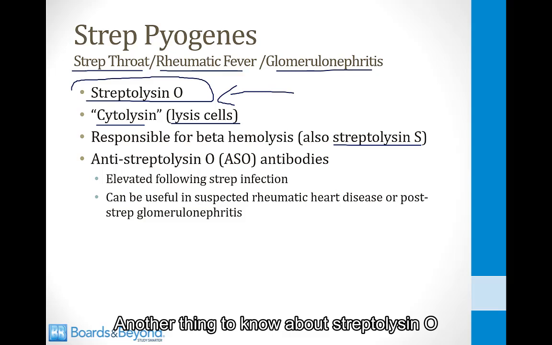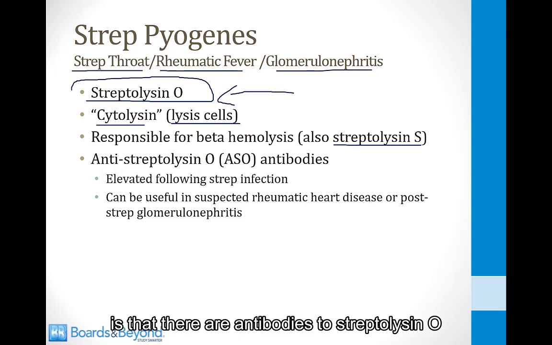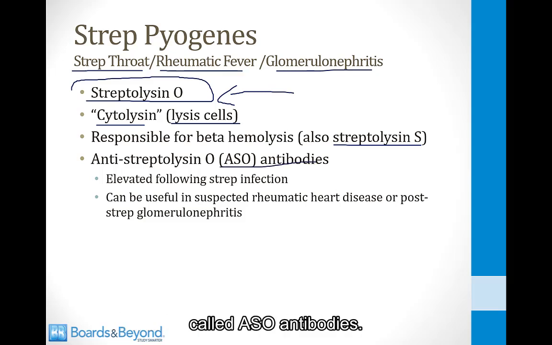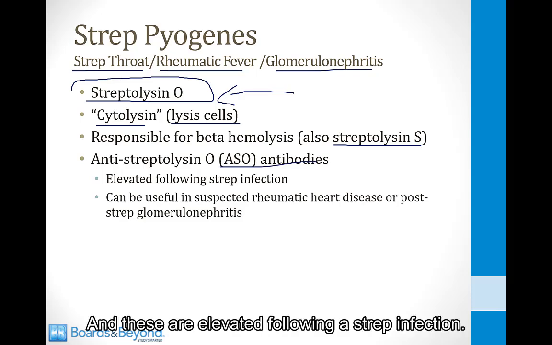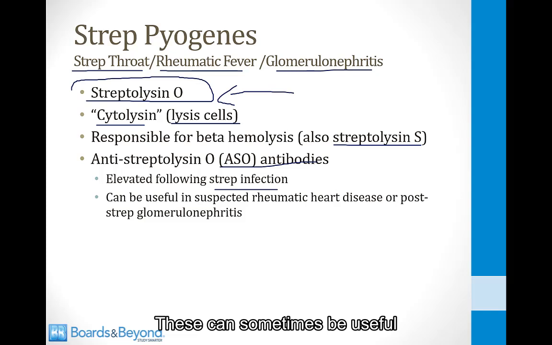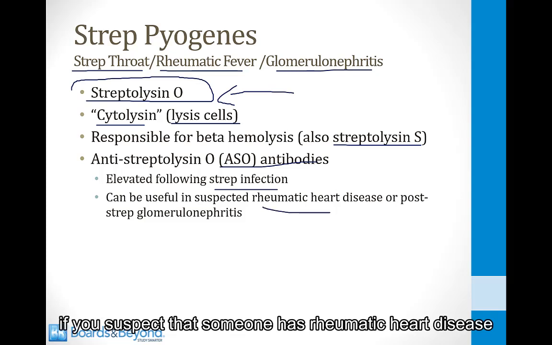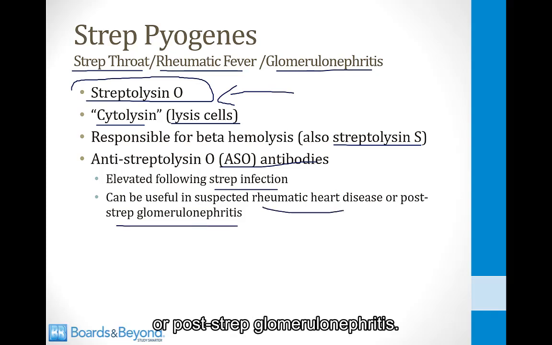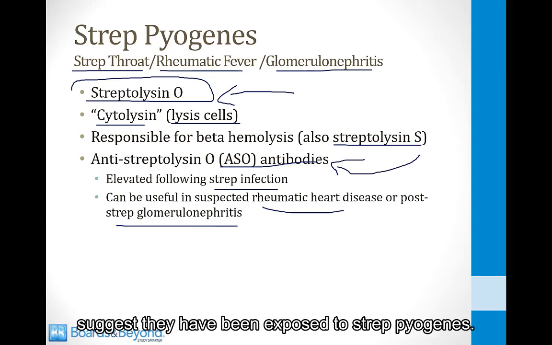Another thing to know about streptolysin O is that there are antibodies to streptolysin O called ASO antibodies, and these are elevated following a strep infection. These can sometimes be useful if you suspect that someone has rheumatic heart disease or post-strep glomerulonephritis. The presence of these antibodies suggests they have been exposed to strep pyogenes.